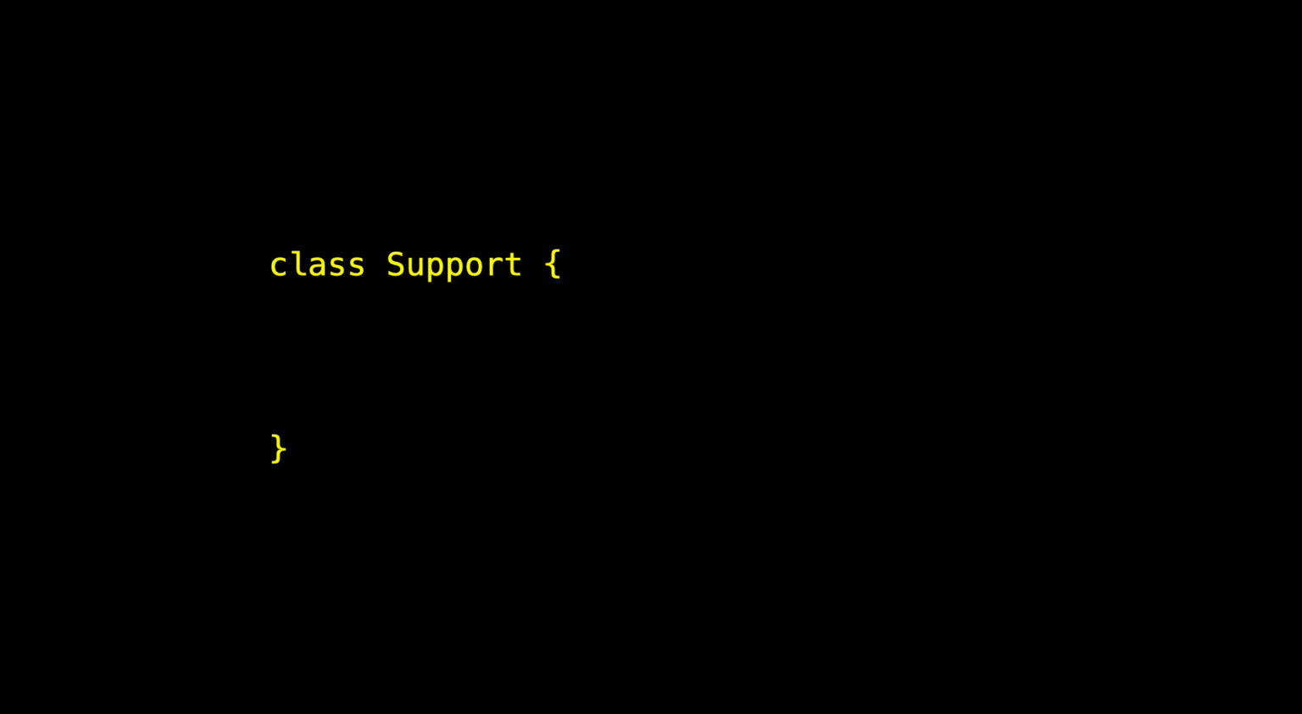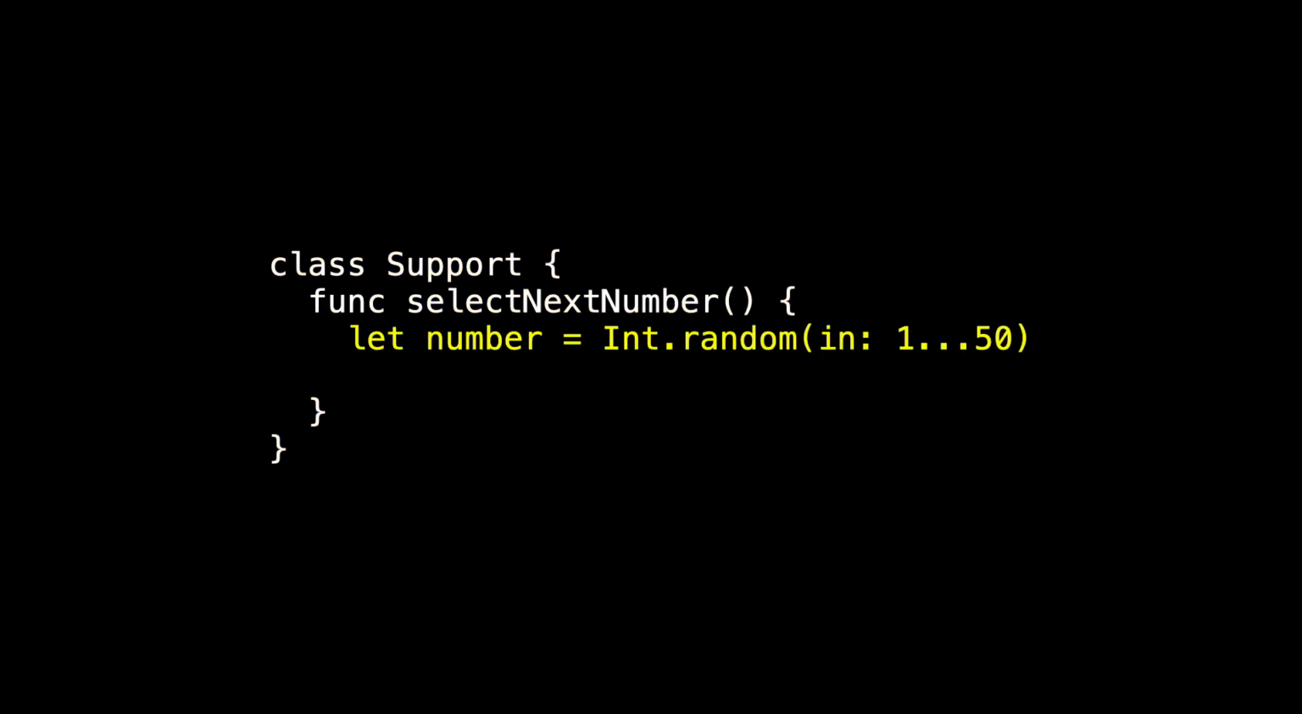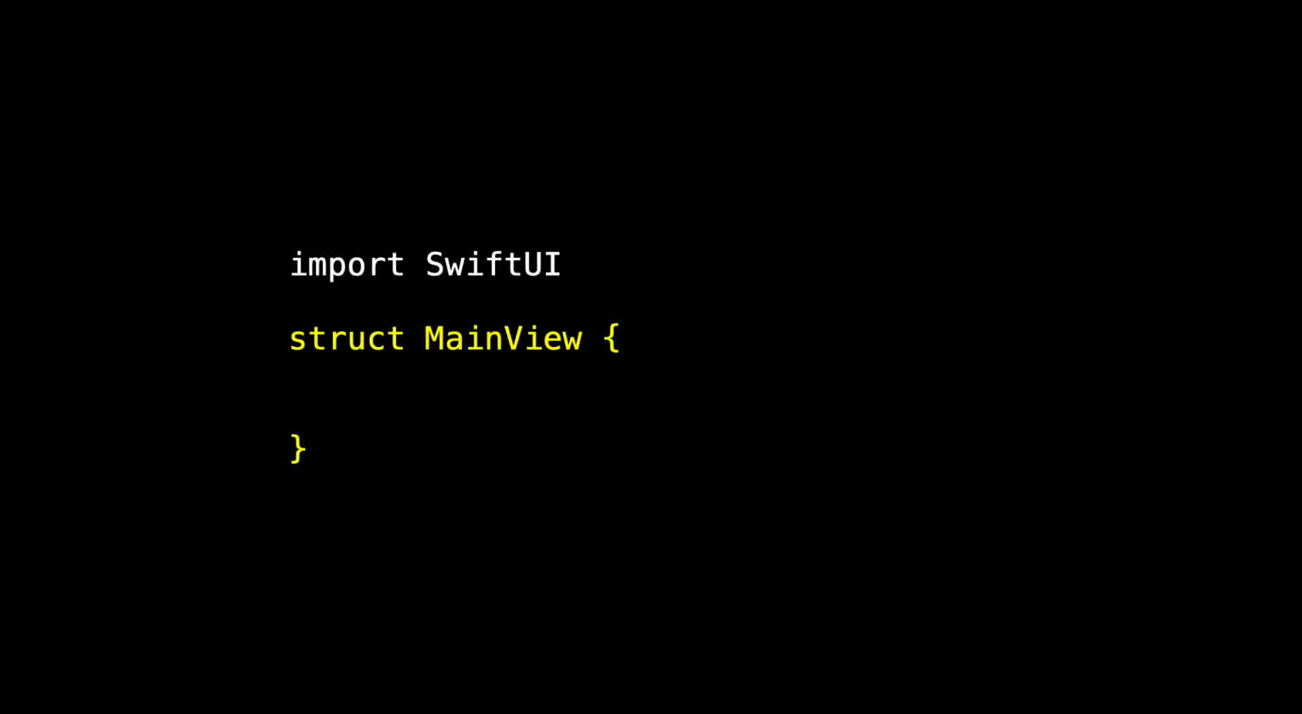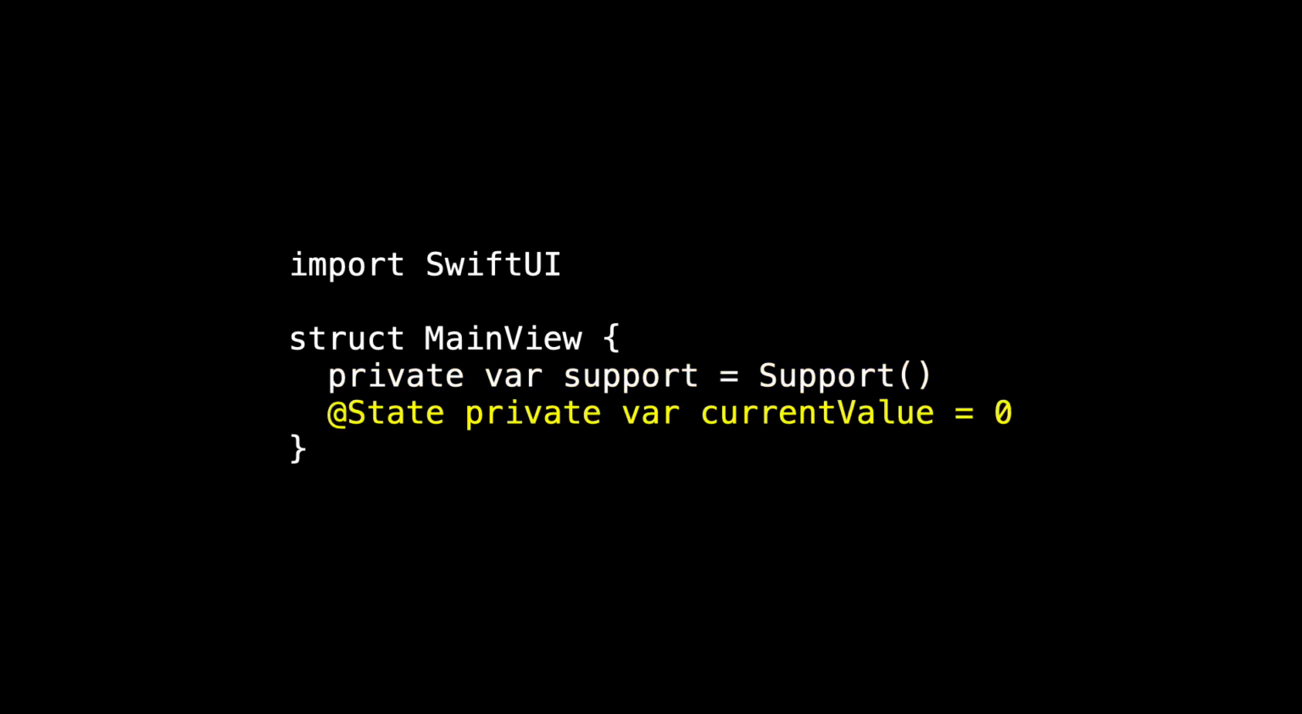Here's our class support. It contains a method selectNextNumber, and inside of that, we choose a random number between 1 and 50, and then we print the number. Right now, we're not returning anything. We'll fix that in a moment. Over in the main view, we need a handle to the support, so we create an instance of it, and we need something to hold on to the current value that we're displaying on the screen, and we'll do that inside of a @State. After this year's WWDC, I was told that we should use @State for support as well, so that if main view disappears, we aren't creating support again.